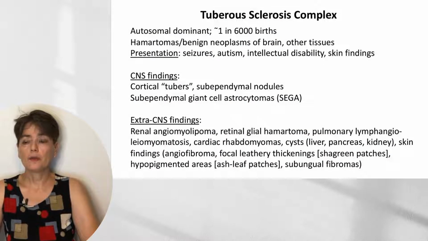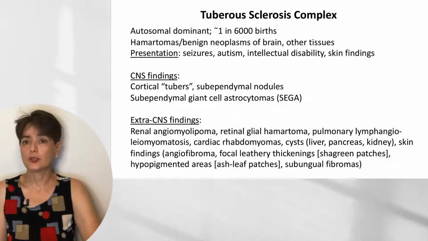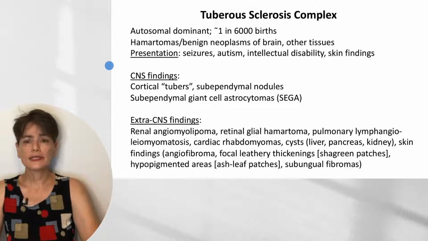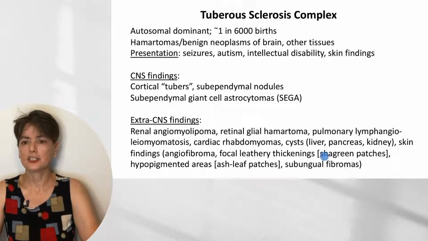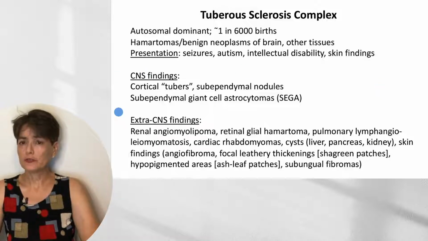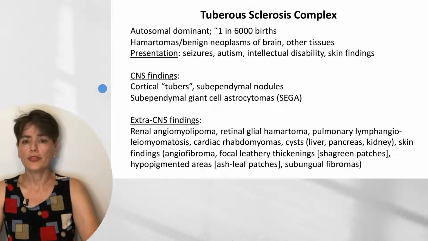Now, the next syndrome that has central nervous system component that I'd like to address is tuberous sclerosis complex. So this is an autosomal dominant disease that occurs about 1 in 6,000 births, and it's characterized by hamartomas and benign neoplasms of brain and other tissues. And as you can see, there are a lot, so I'll talk about those in a moment. The CNS findings tend to result in seizures, autism, and intellectual disability. There are also some classic skin findings such as ash leaf patches and shagreen patches, which may bring a patient to attention. Now, in the central nervous system, we see three things in particular.